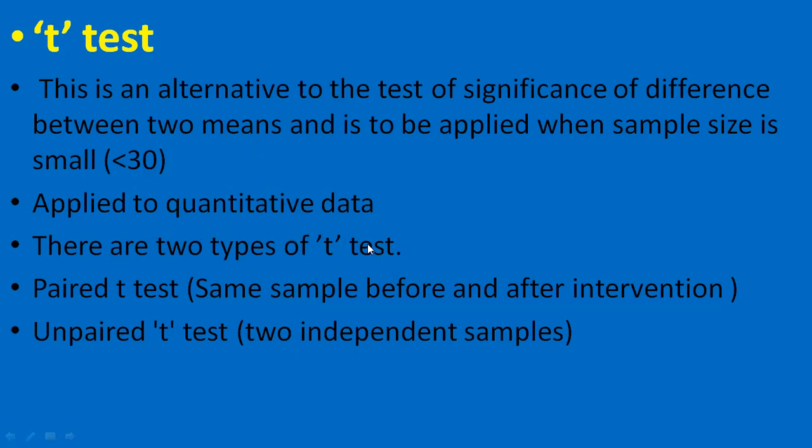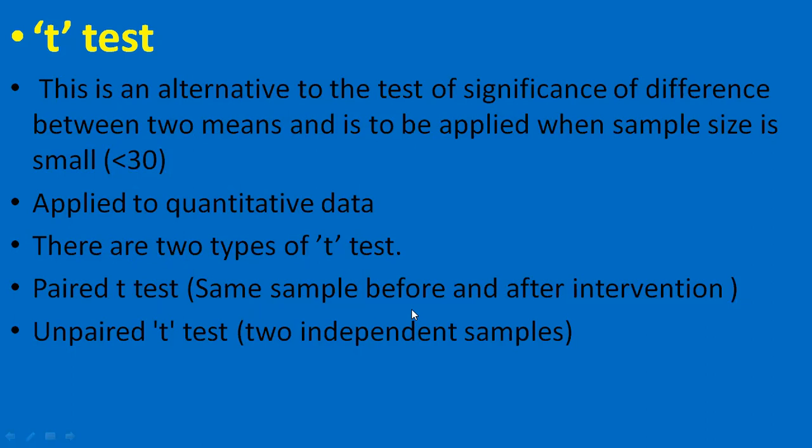Why are there two types? Because it depends on the sample and sample mean. Suppose you have taken a group of children who are suffering from anemia, and you have calculated the hemoglobin level before giving iron to them. So before intervention you have the mean, then you give the intervention, and again you get the mean. So these are two different means from the same sample. In that case, we apply the paired t-test.